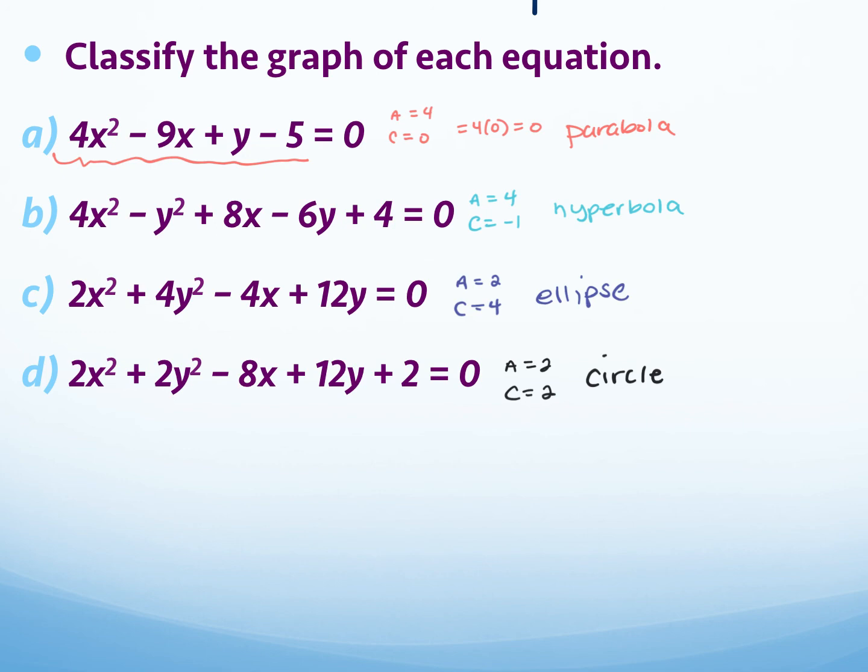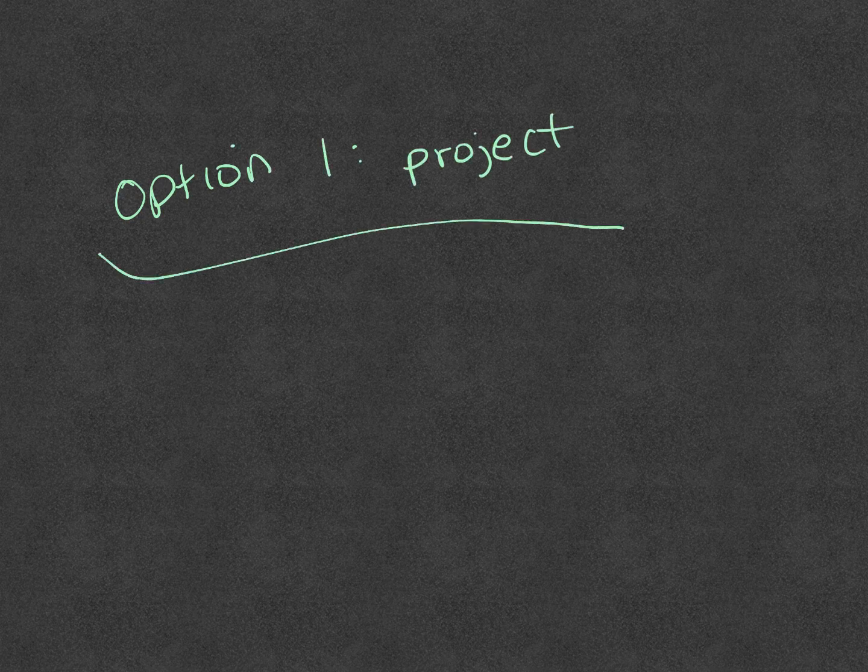So tonight I would say you kind of have two options. If you have no work on your project, Lord help you, you need to do that. Option 1, project, because that is due day after tomorrow. And remember, tomorrow night I'm not helping you. So tomorrow's the last day for questions.